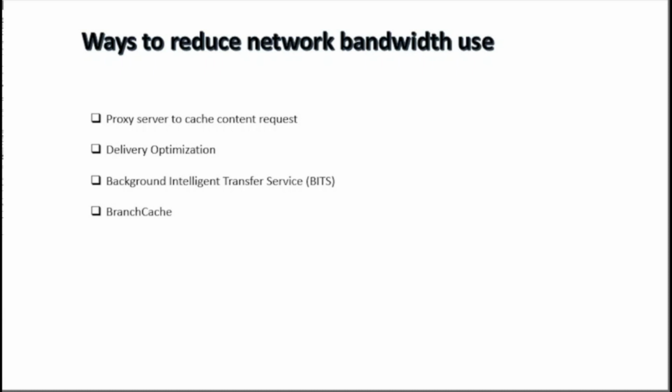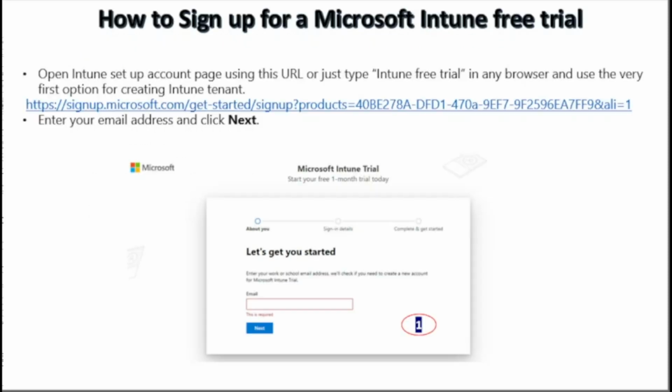Fourth option is to use BranchCache. So Intune can use BranchCache to reduce wide area network (WAN) traffic. This is a traditional way of reducing the network bandwidth and very useful when you are using devices in a co-management scenario. Now we are going to discuss how to install or deploy or create a trial Intune lab.